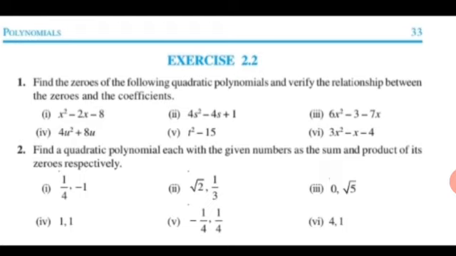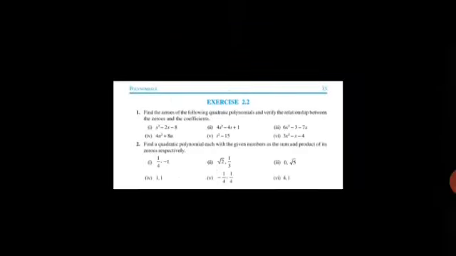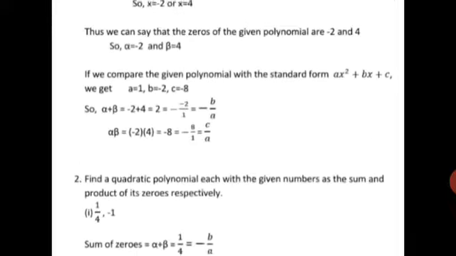Let me solve the first one and explain it to you. Here, the very first sub question, it is 1 by 4, which is nothing but equal to the sum. That means my alpha plus beta is 1 upon 4. And the product of its zeros, that is alpha beta, is -1. With this, I explain the first sub question. Obviously, the next 5 you will be doing on your own.